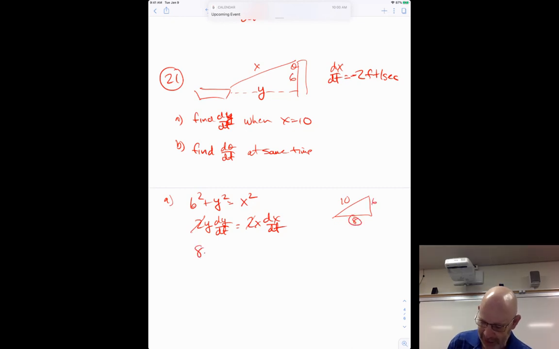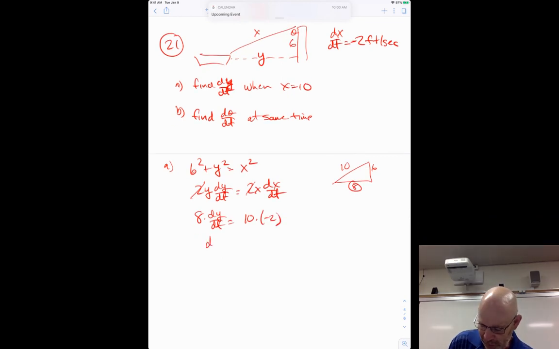So 8 times dy dt, which is what I'm looking for, equals x, which is my 10, times dx dt, which is that -2. The negative's not really become important in this problem so much. We just do a little algebra. We get dy dt equals -20 over 8, or -10 fourths. Sorry about that. Or if we reduce that, -5 over 2 feet per second.